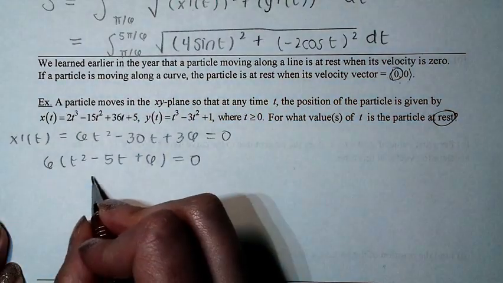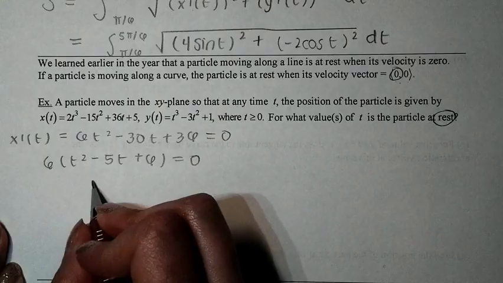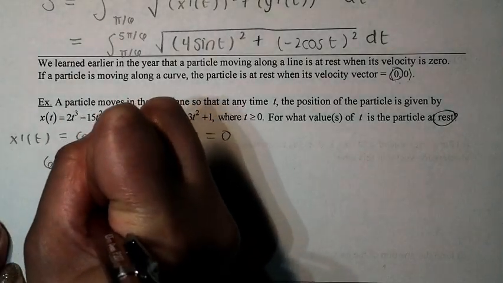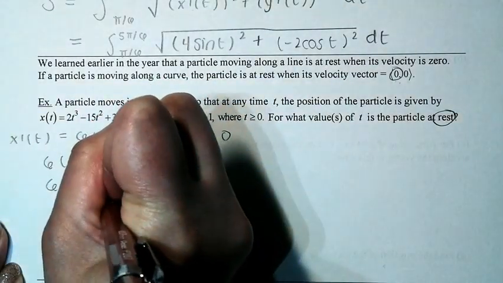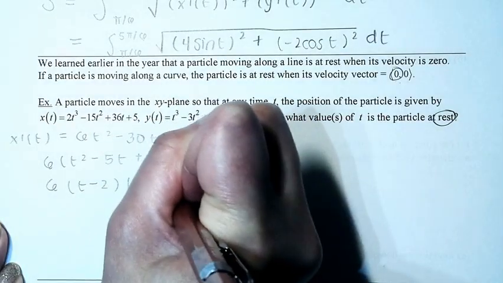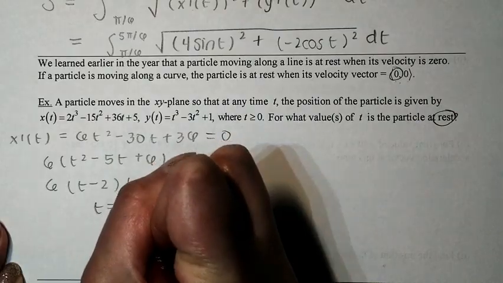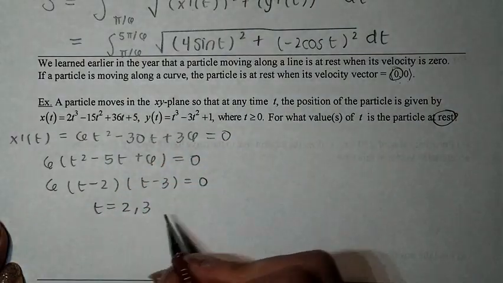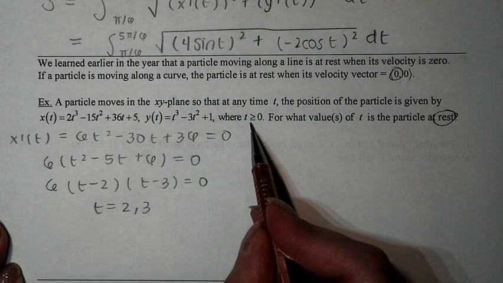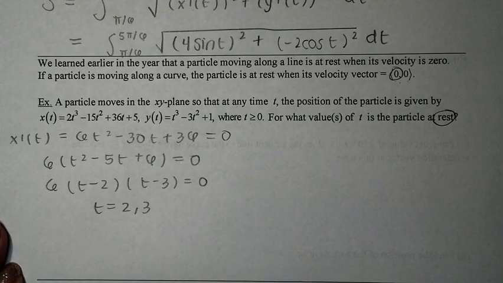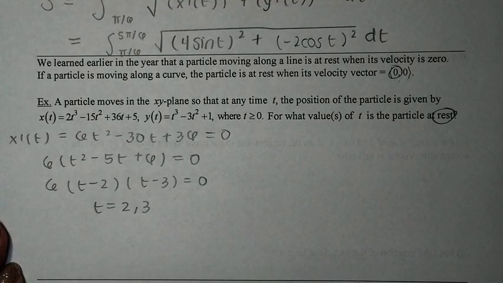Then ask yourself, is this quadratic something user-friendly to factor? And the answer is yes. You can see that it's going to be (t minus 2)(t minus 3) equal to 0. Therefore, your two t values are 2 and positive 3, which both are within the restrictions that we have. So at this point, we're suspicious. We don't know exactly where, but we have two candidates.